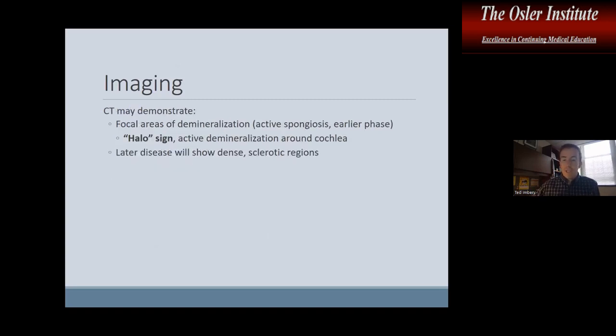So what would you see potentially on imaging? CT scan may demonstrate some areas of demineralization, which is typically seen in the earlier active spongiotic phase. One of these is the halo sign. We'll have a few examples of that. So that's showing active demineralization around the cochlea. Later on, you'll see less of that, and it'll be more dense and sclerotic.